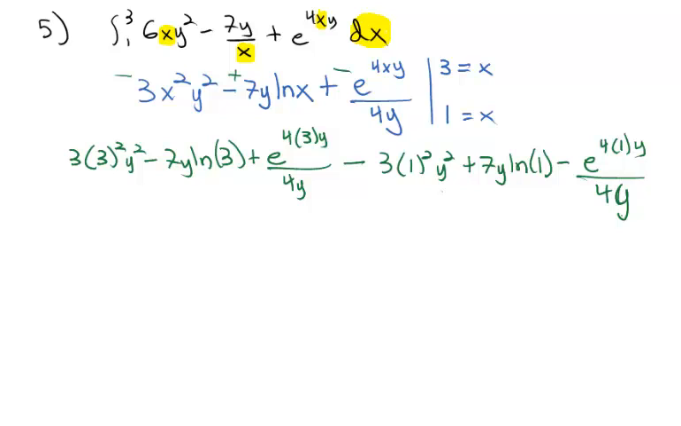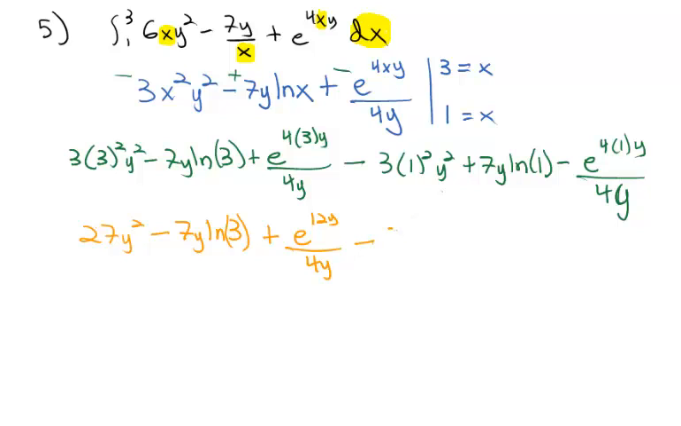Notice the y's stay in the expression. The x's are replaced with 1 and 3. So when we simplify, 3 squared is 9 times 3 is 27y squared, minus 7 times 3 is 21y. Whoops, back up. That's not 7 times 3. That's 7y natural log of 3. That 3 is inside the natural log. We can't multiply. Plus e to the 4 times 3 is 12y over 4y.